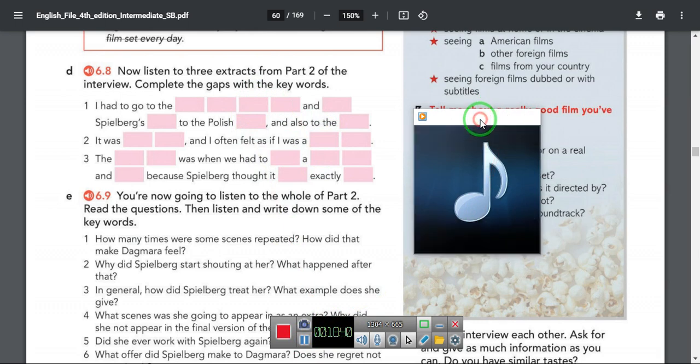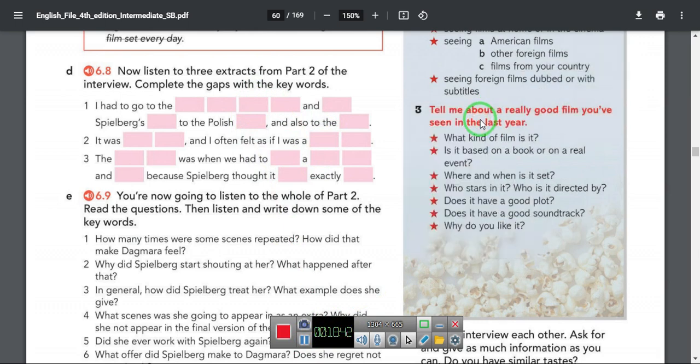1. I had to go to the film set every day and translate Spielberg's instructions to the Polish actors and also to the extras. 2. It was really exciting, and I often felt as if I was a director myself. 3. The worst thing was when we had to shoot a scene again and again because Spielberg thought it wasn't exactly right.